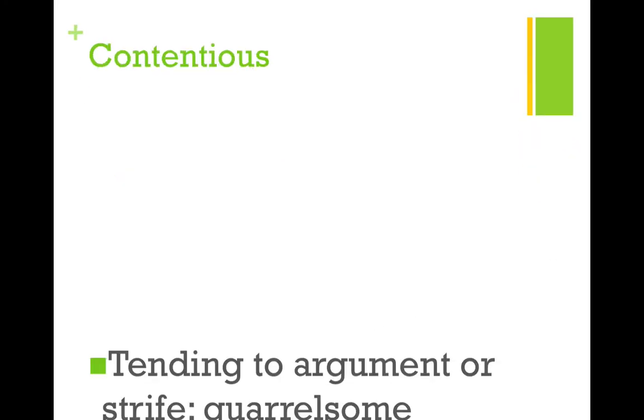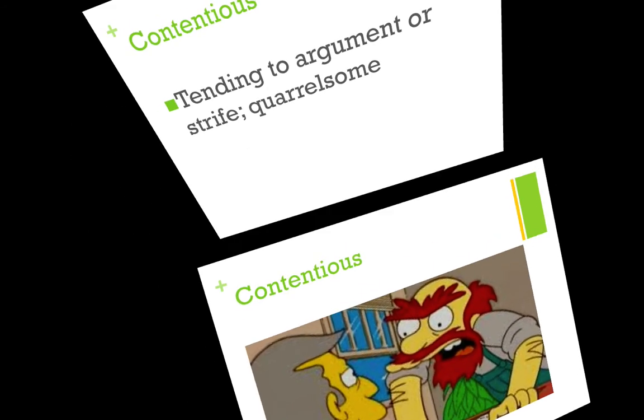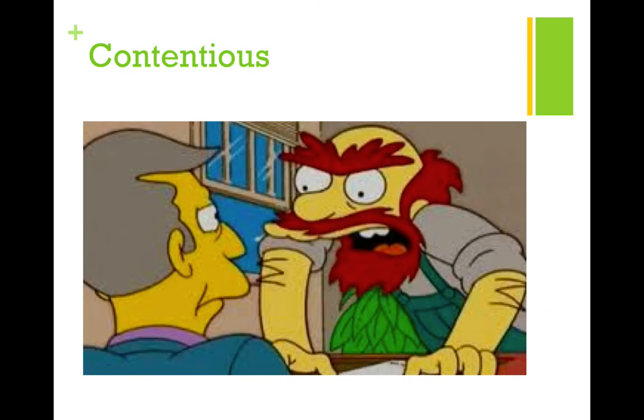Let's talk about contentious. Contentious means tending to argument or strife, or somebody who is quarrelsome. I'm sure all of you have that friend or that family member that loves to start an argument, or they will bring up topics on purpose just so that they can argue about those. Those family members and friends you may call contentious. So, our awesome gamekeeper from The Simpsons, contentious.